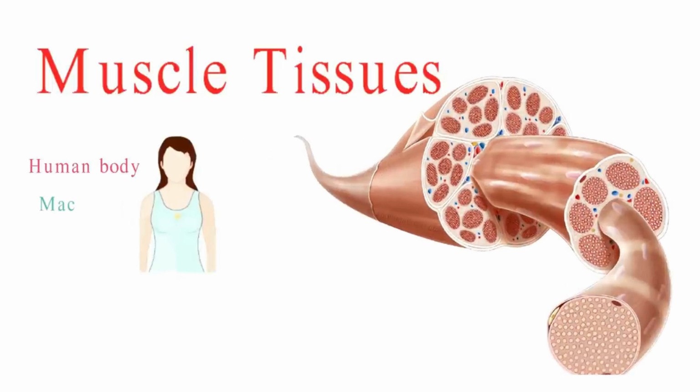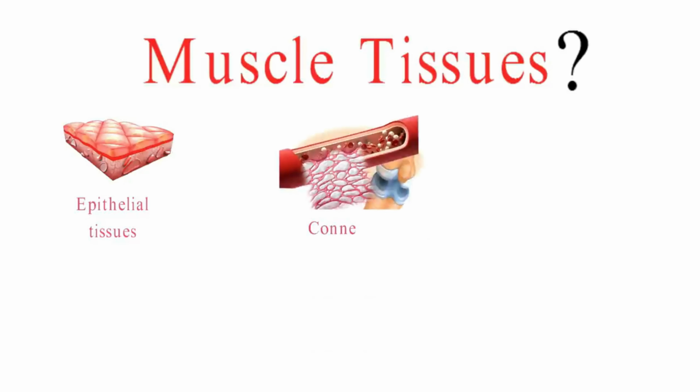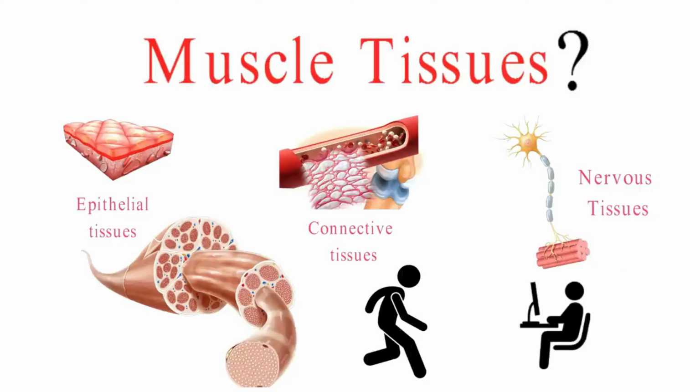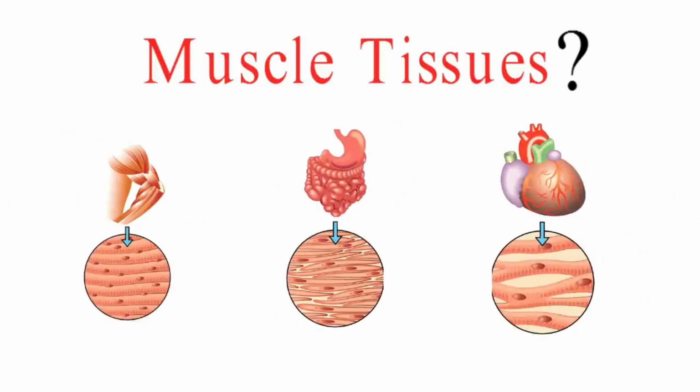Our bodies are incredible machines, and muscle tissues play a pivotal role in making them work. First, what exactly are muscle tissues? Well, they're one of the four primary types of tissues in our bodies, along with epithelial, connective, and nervous tissues. Muscle tissues are unique because they allow us to move, maintain posture, and perform various functions. There are three main types of muscle tissue: skeletal, smooth, and cardiac.